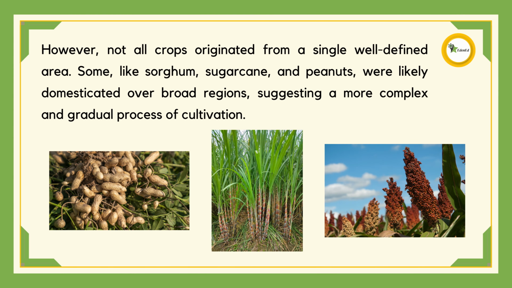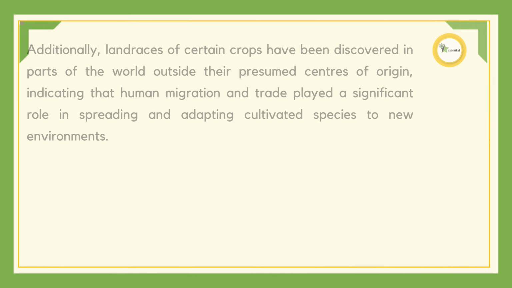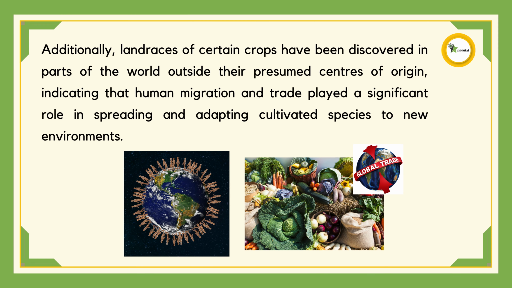However, not all crops originated from a single well-defined area. Some, like sorghum, sugarcane, and peanuts, were likely domesticated over broad regions, suggesting a more complex and gradual process of cultivation. Additionally, land races of certain crops have been discovered in parts of the world outside their presumed centers of origin, indicating that human migration and trade played a significant role in spreading and adapting cultivated species to new environments.